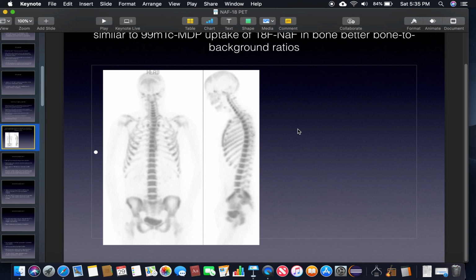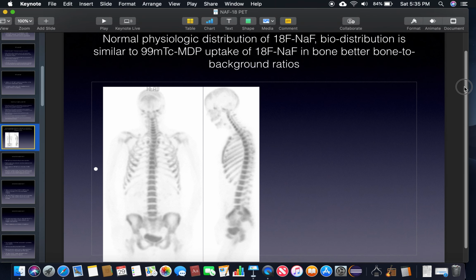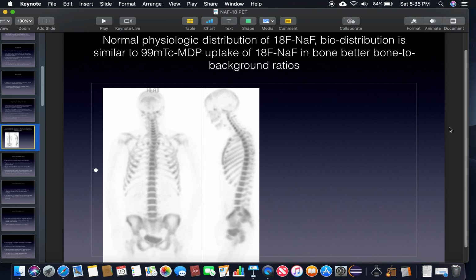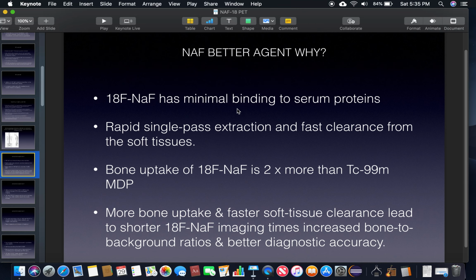Now, this illustration is about the way sodium fluoride is distributed, and as you can see, it has a physiologic biodistribution which is very similar to that of technetium 99m MDP. The only difference is that it has a better bone to background ratio. The reason for that is that it has minimal binding to serum proteins, a very rapid single pass extraction, and fast clearance from the soft tissue. The result is that there is 2 times more bone uptake by sodium fluoride than MDP.